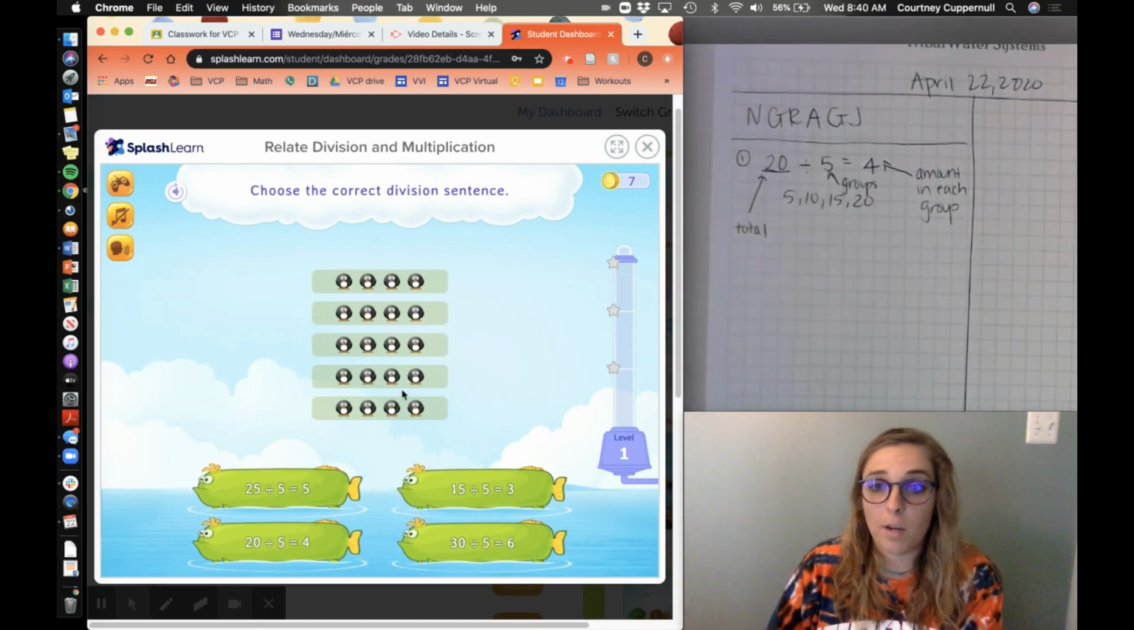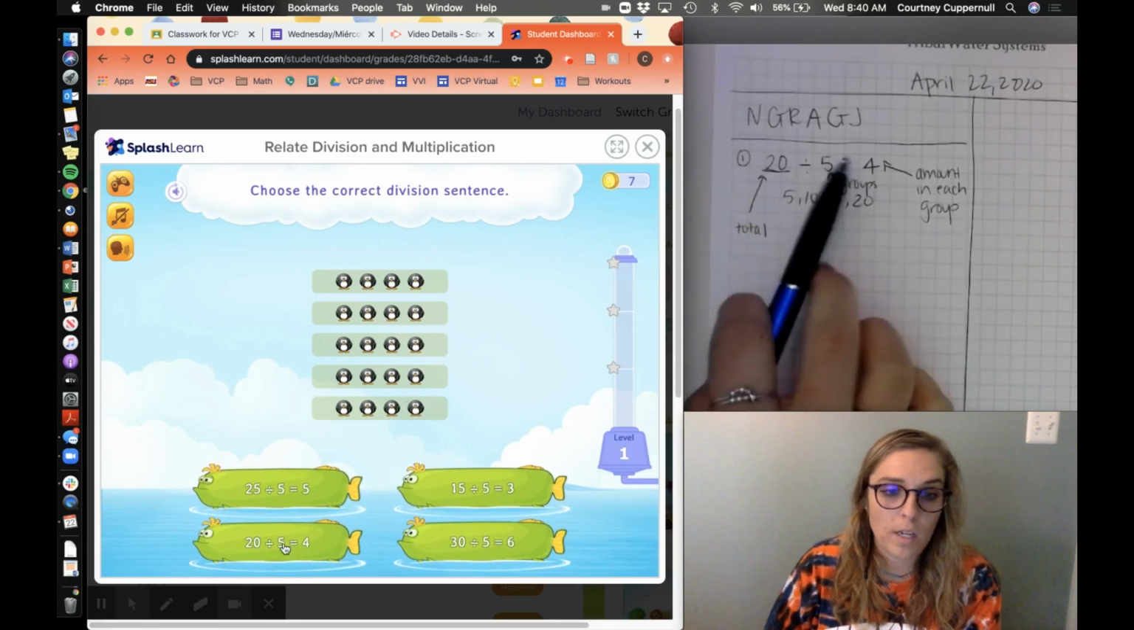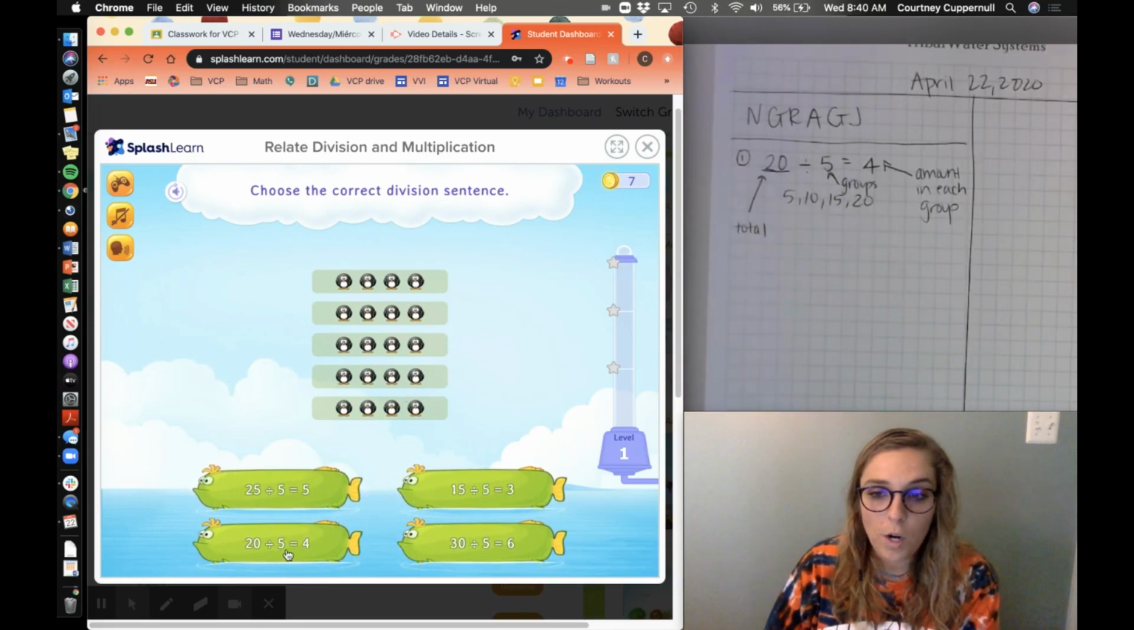So I would then look for the number sentence that matches this. 20 divided by 5 equals 4. 20 split into 5 groups equals 4 in each group, and click that.